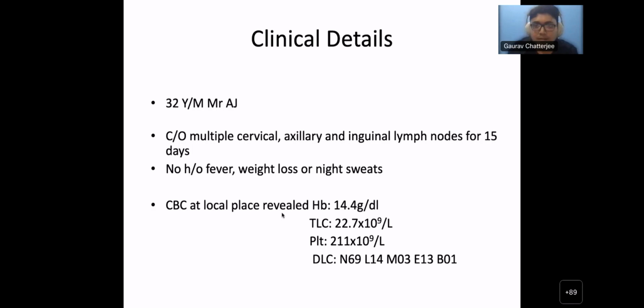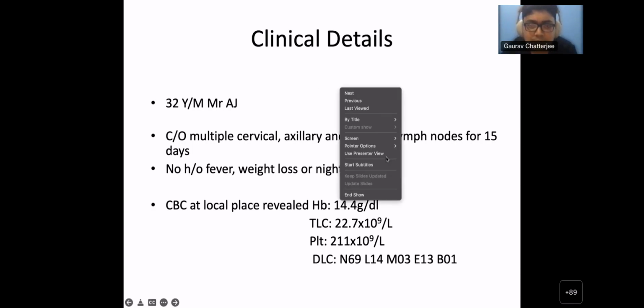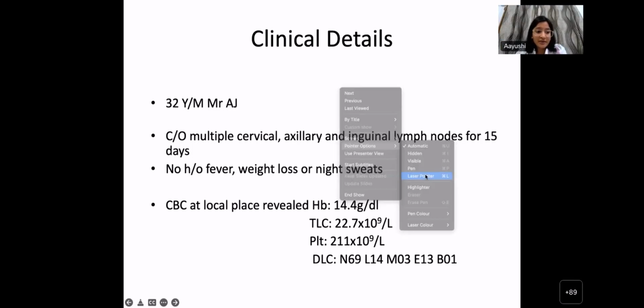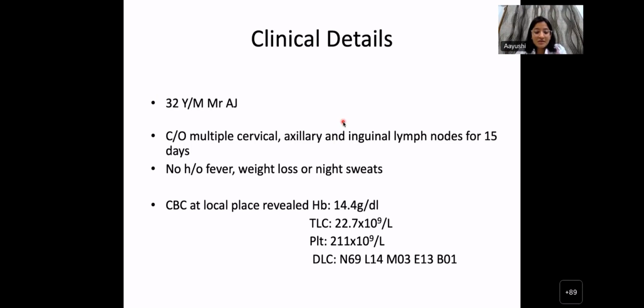Yes, sir. Okay. So the case is a 32-year-old male complaining of multiple cervical, axillary, and inguinal lymph nodes for 15 days. There is no history of fever, weight loss, or night sweats. CBC at the local place revealed normal hemoglobin. TLC was raised, leukocytosis, normal platelet count, and in DLC the significant reading was raised eosinophilia.